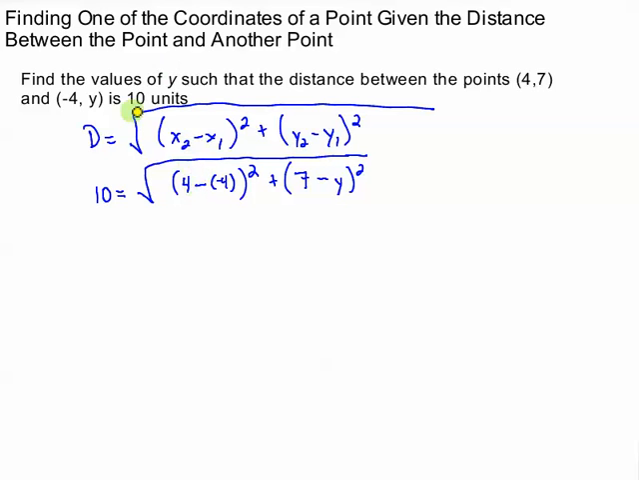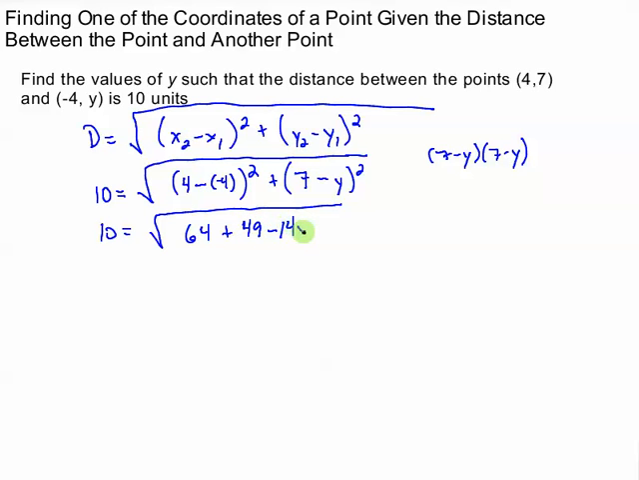So let's see how to do this. 10 equals the square root of 4 plus 4 is 8 squared is 64, plus (7 - y) squared. Well, (7 - y) times (7 - y) is what you would do. I'm not going to go through the algebra there. You can figure that out. You'll get 49 minus 14y plus y squared. And so now we need to solve this equation for y. Let's square both sides to get rid of the square root. And so we end up with 100 equals 64 plus 49 minus 14y plus y squared.